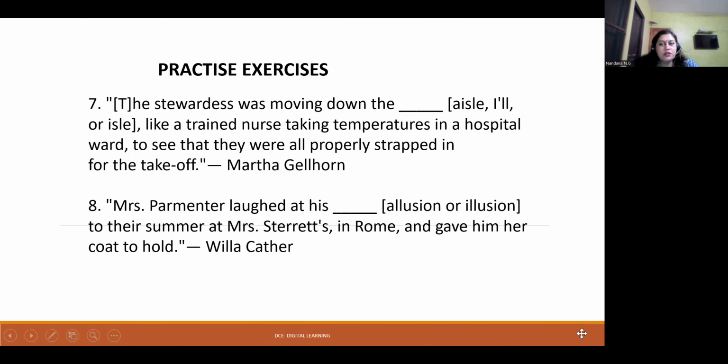The stewardess was moving down the aisle, A-I-S-L-E, like a trained nurse taking temperatures in a hospital ward to see that they were all properly strapped in for the takeoff, by Martha Gellhorn. Aisle refers to the space between two sets of chairs. For example, in the aircraft, when you're seated on either side, the space in between is known as the aisle. Mrs. Parmenter laughed at his allusion. Allusion is a reference to their summer at Mrs. Tread's in Rome, and gave him a coat to hold, by Willa Cather.